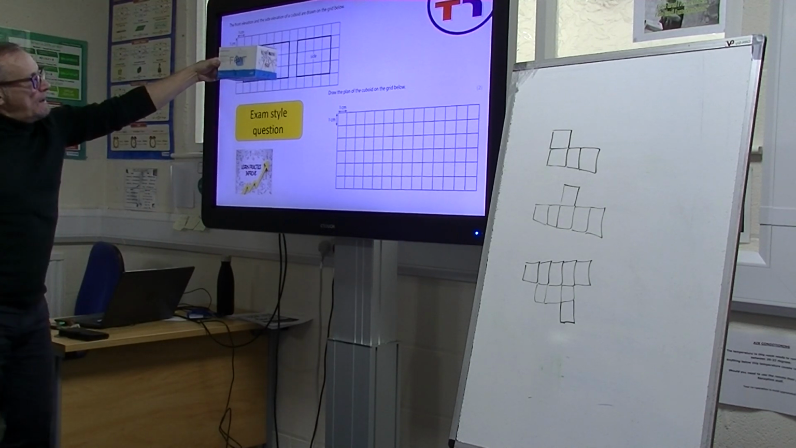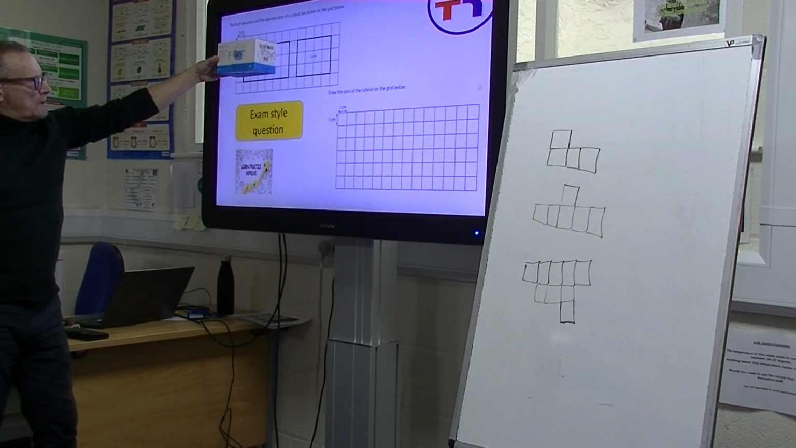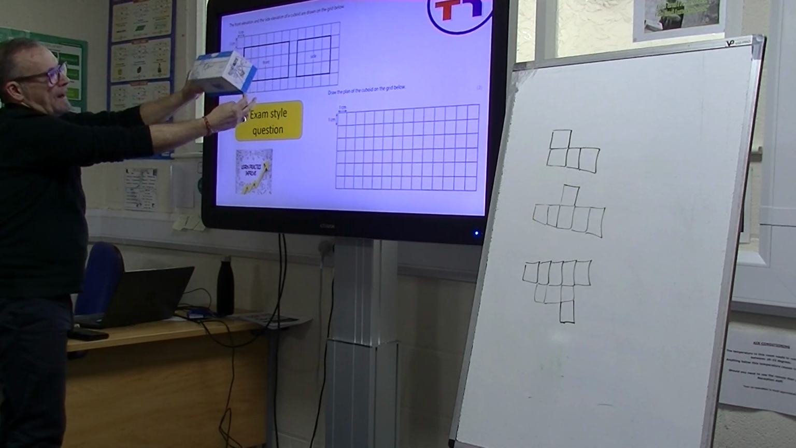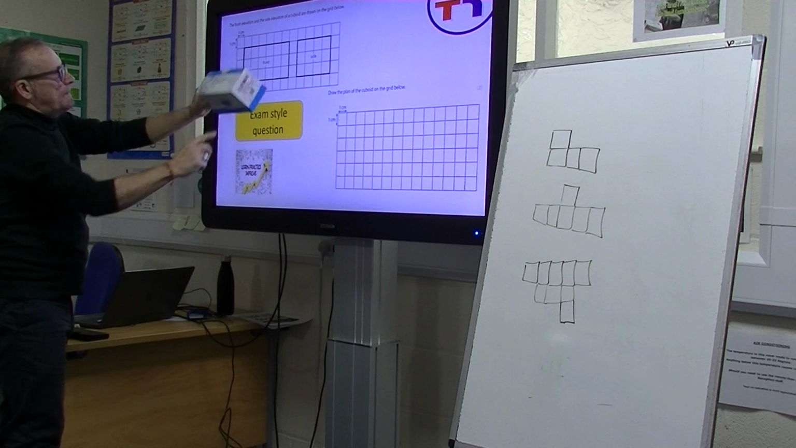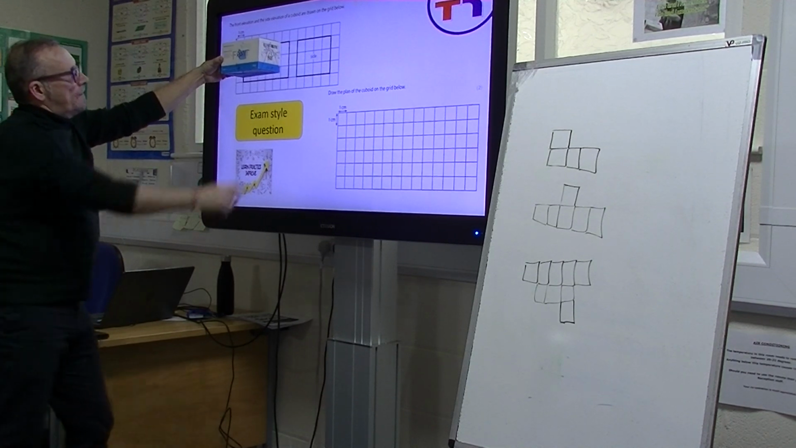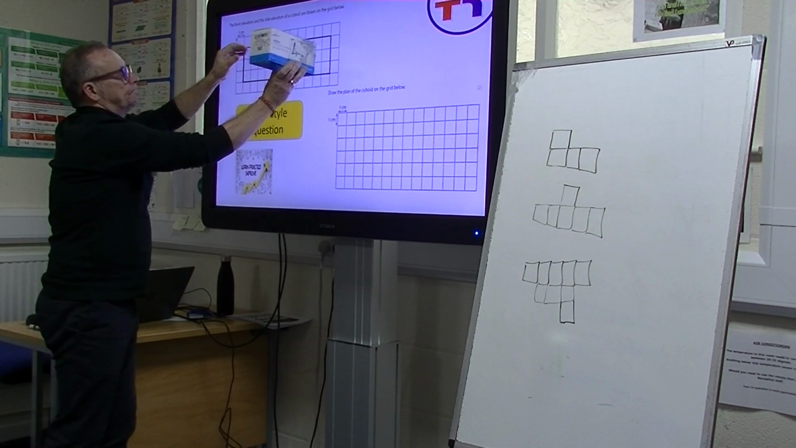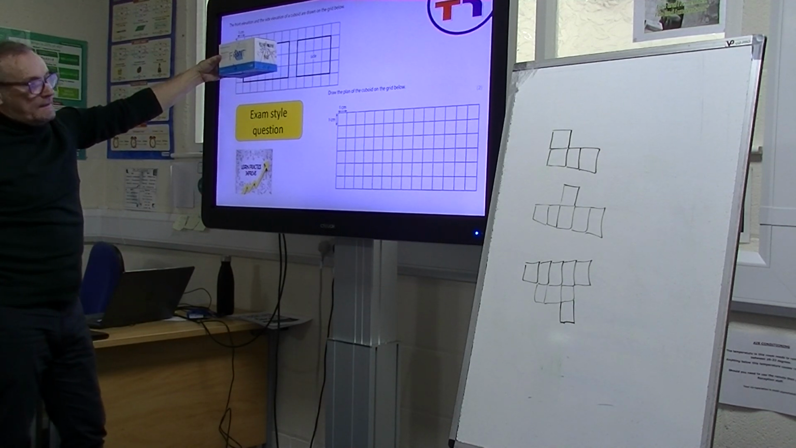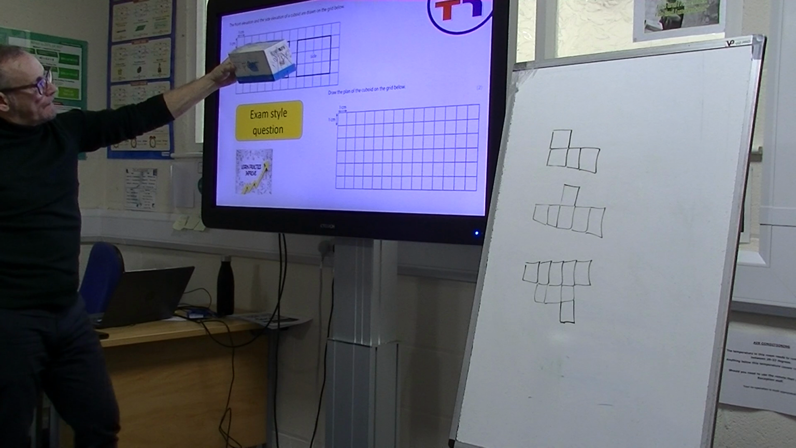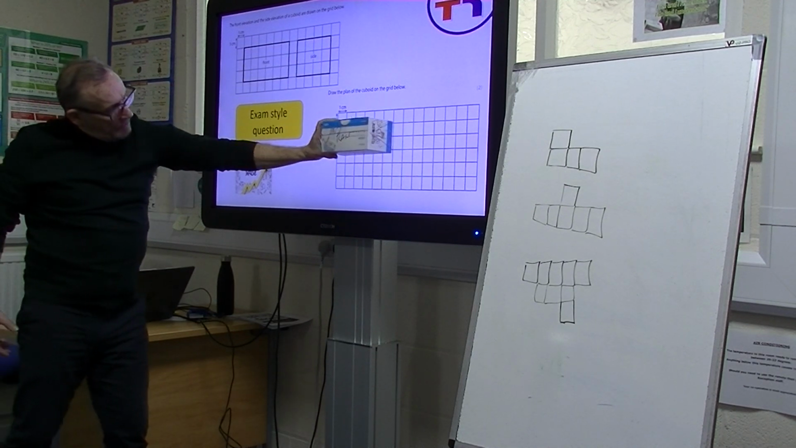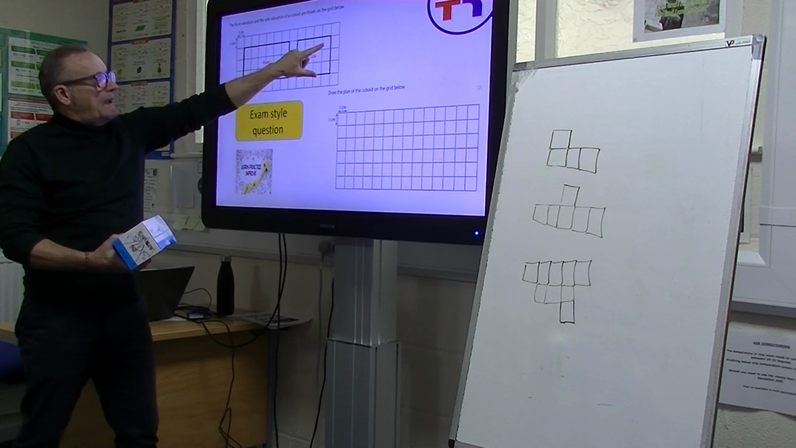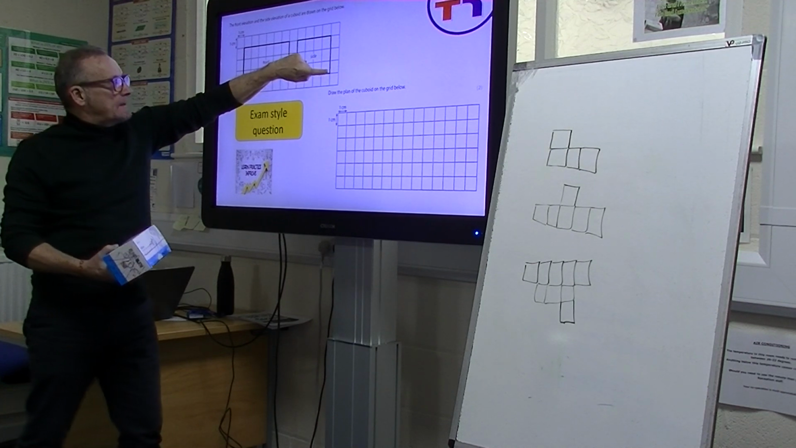So basically what we're going to do, we're going to pick up this box, because we can see how long it is, and even when we look at the plan, we can still see how long it is. And there's the side. So when I do this, to make this into a plan, I can see how long it is, and I can see how wide it is. I can't see how high it is, because that's the height.